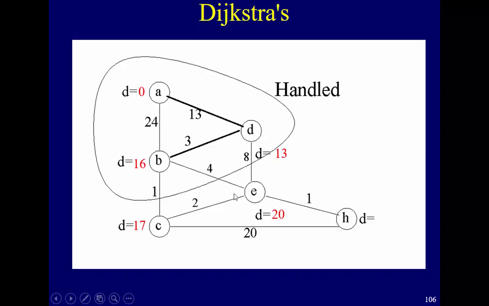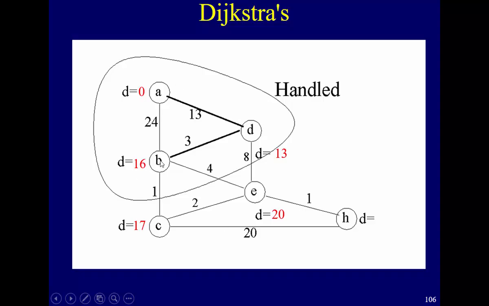But look at this guy. This path is 17 plus 2 is 19. It's better. Why isn't that number 19? Exactly. This edge here is not handled, right? It's not available. We've never looked at this edge. How could we possibly take that edge into account? We've just never looked at it, right?